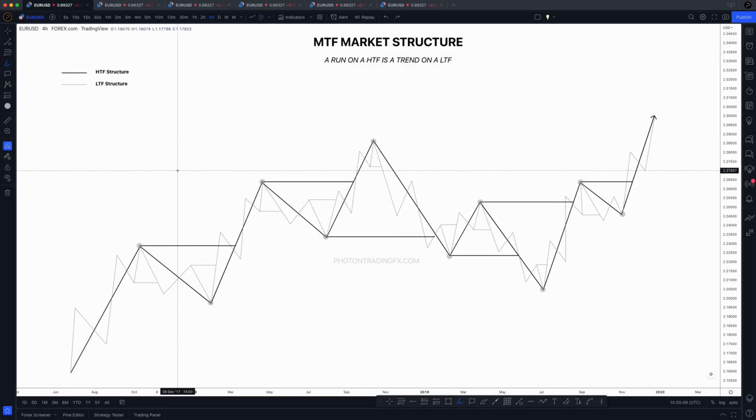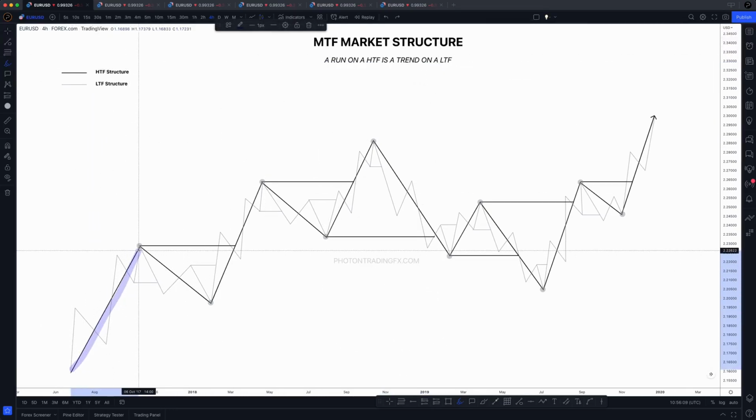Now let's bring in a lower time frame. So we're going to look at the thin gray line, right? Now, remember what I said the key to multi-time frame market structure is, and that is a run on a higher time frame is a trend on a lower time frame. And this is exactly what it means, right? This impulse to the upside, that is a run on the higher time frame. But on a lower time frame, what do we see? Higher high, higher low, higher high, higher low, higher high. So that run on the higher time frame is a trend on the lower time frame.